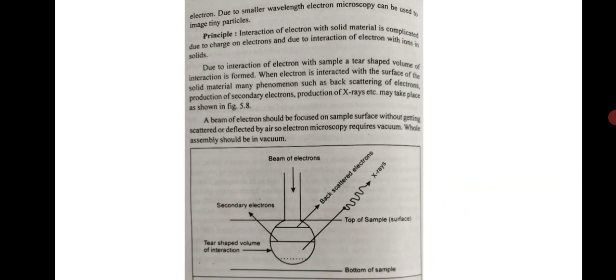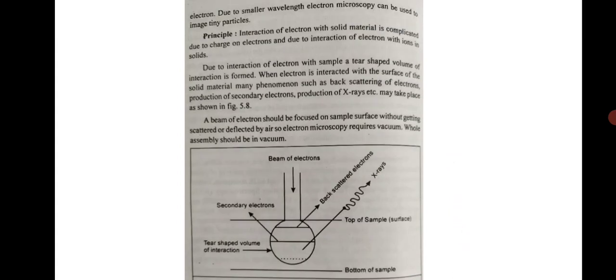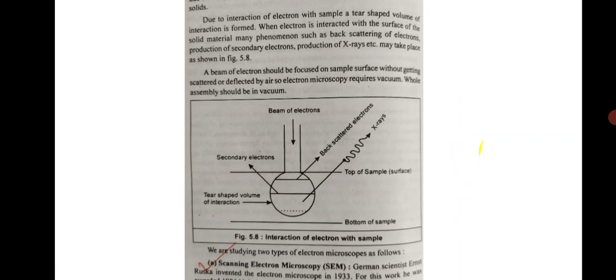Principle. Interaction of electrons with solid material is complicated due to the charge on the electron and due to interaction of the electron with ions in solids. Due to interaction of the electron with the sample, a tear-shaped volume of interaction is formed. When an electron interacts with the surface of the solid material, many phenomena such as backscattering of electrons, production of secondary electrons, production of X-rays, etc. may take place as shown in the figure.